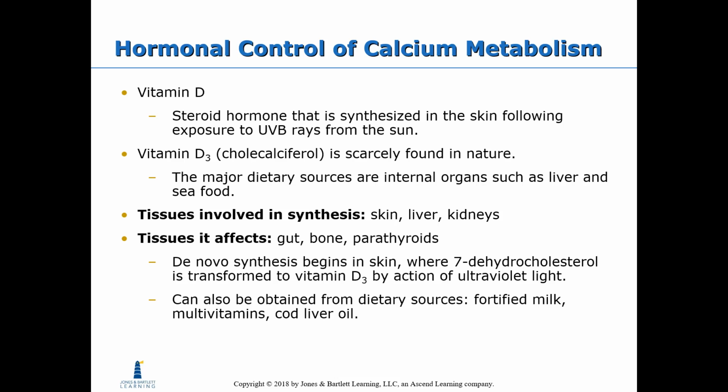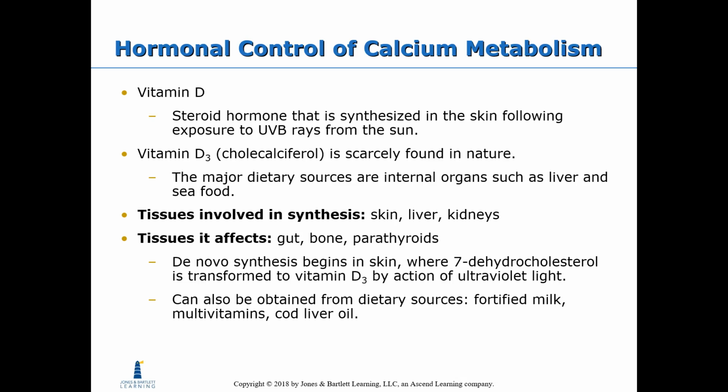Vitamin D is a steroid hormone that is synthesized in the skin following exposure to UVB rays from the sun. Vitamin D3 is scarcely found in nature. The major dietary sources are internal organs such as liver and seafood. Tissues involved in synthesis include the skin, liver, and kidneys. Tissues it affects include the gut, bone, and parathyroids.